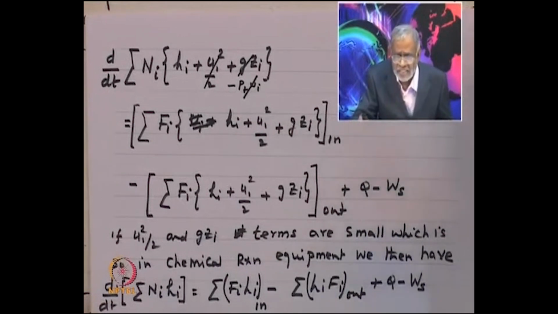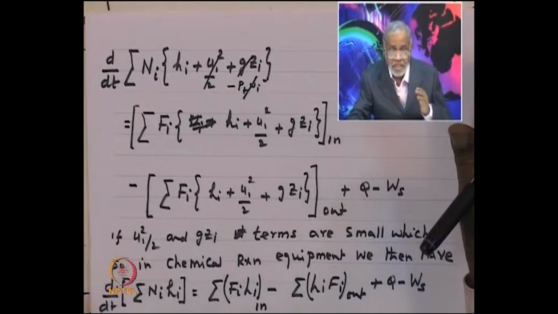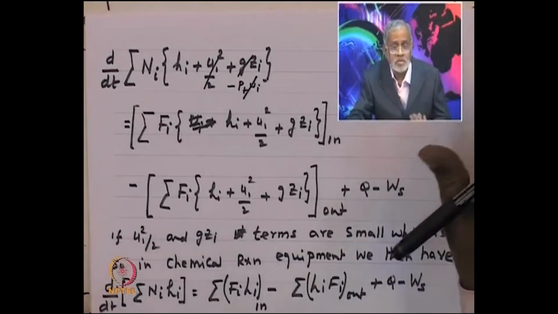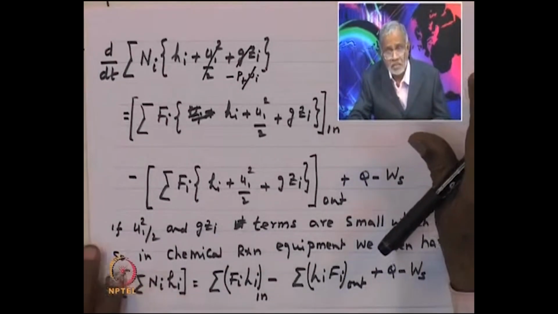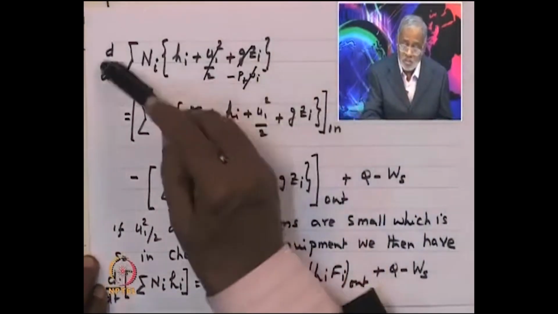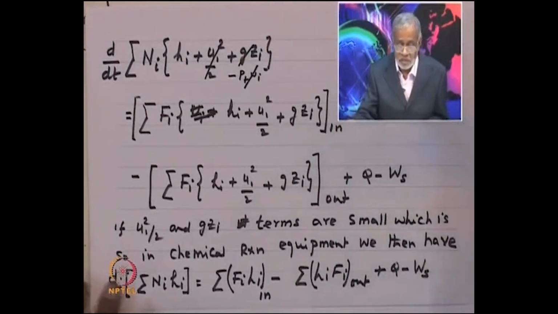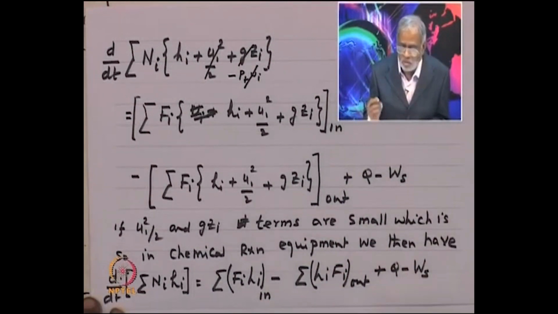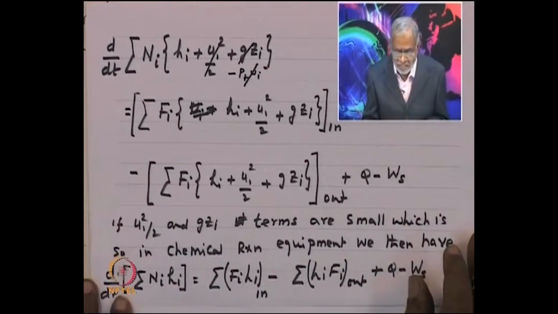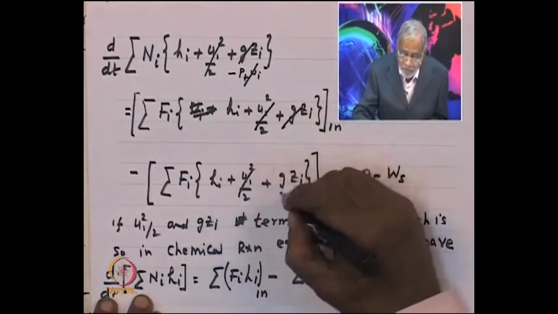Now, of course, this is something that we must verify for every case where we apply these equations. We must convince ourselves that our assumptions are correct, and if they are not, we must come back and use the general form which we have written now, so that we do not make mistakes. But in most situations of chemical reaction engineering, you will find that these terms can be deleted.